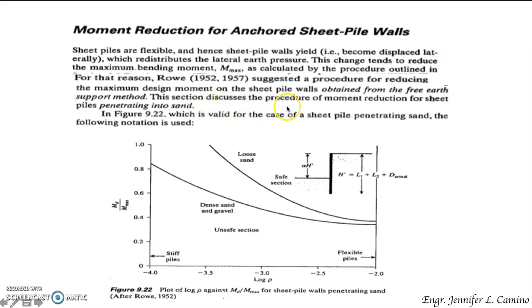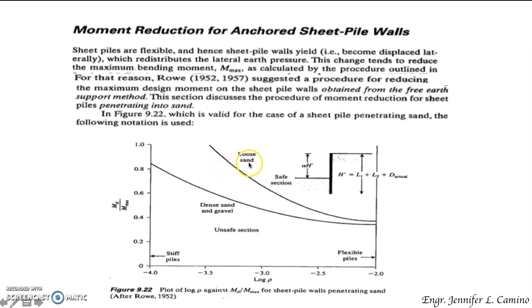This section discusses the procedure of moment reduction for sheet pile penetrating into sand. Here we have an illustration for a sheet pile penetrating sand. We have to plot our log of rho against M sub D over M maximum.